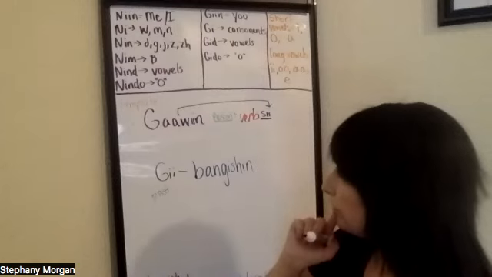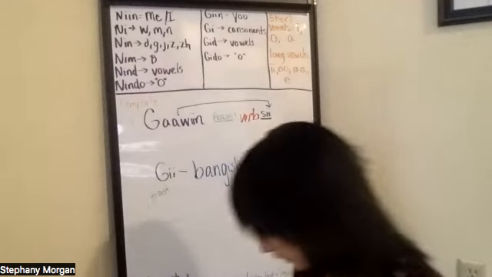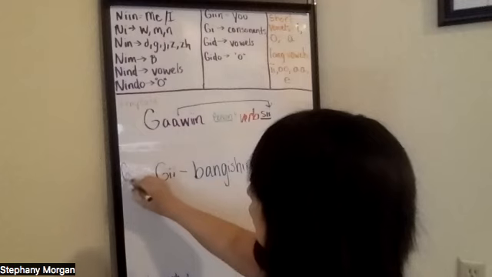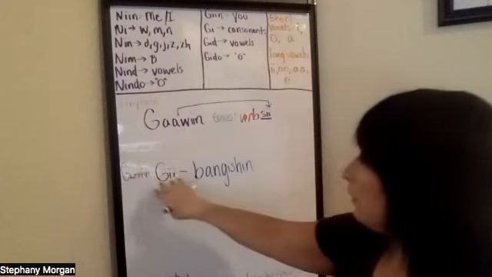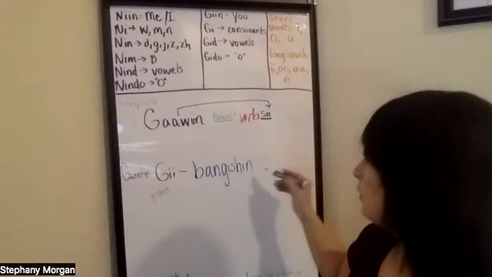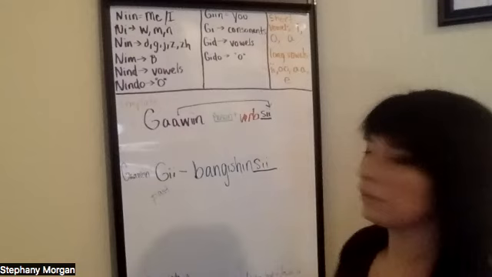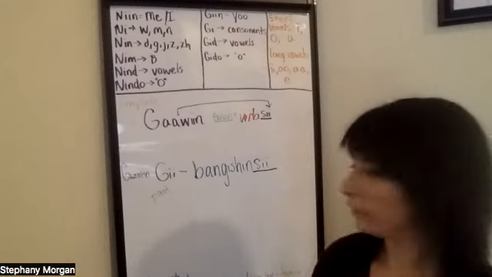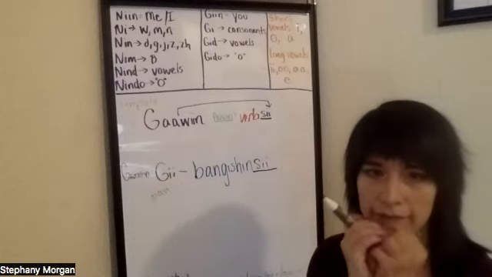If we want to say he or she did not fall, we need our gaawiin in front. I'm going to squeeze it in here. Gaawiin, gi-bungishin. Now we need si. But try and say it with the si. It doesn't work very well. Gaawiin, gi-bungishin, si. It's harder to get that sound out.